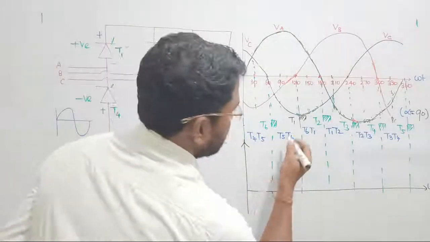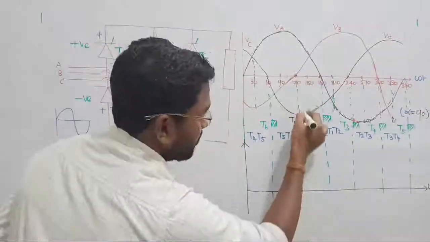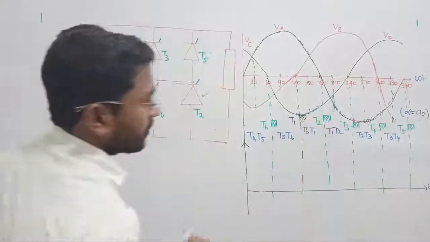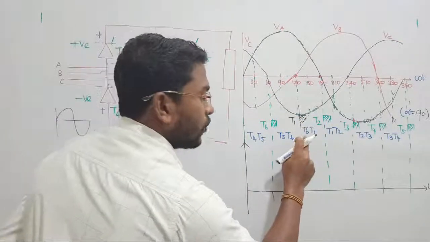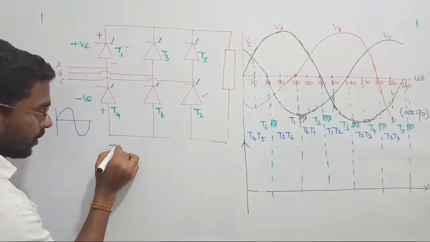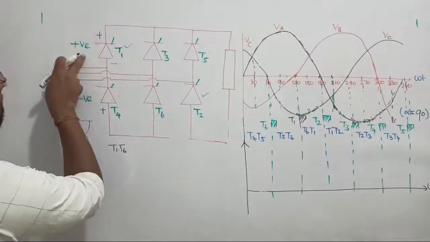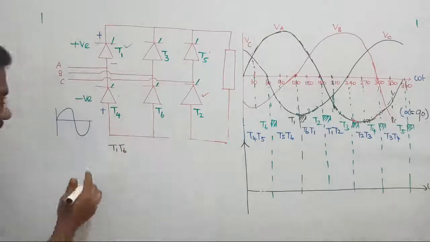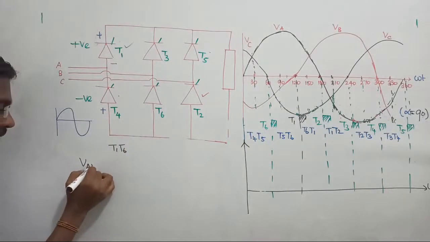We are going to start our journey from omega t equal to 120. This is the point, right? We are going to start our journey. T1, T6 will carry the passengers, right? So T1, T6. T1 positive voltage, T6 negative voltage. Between one and another, it can be written as VAB.